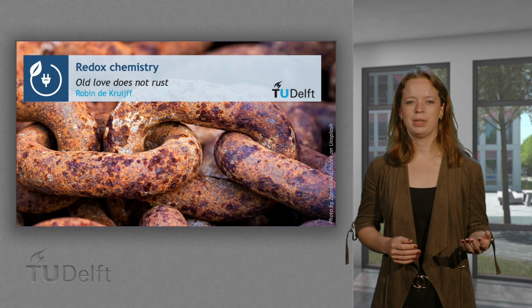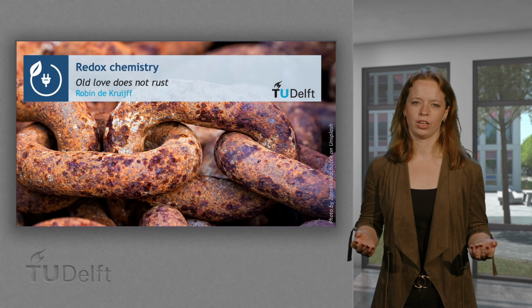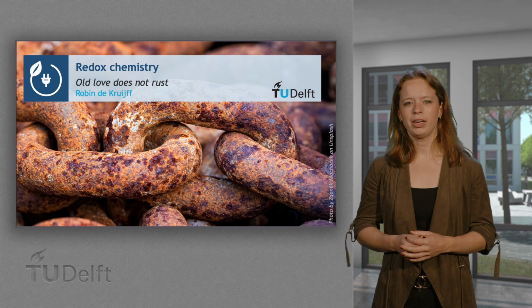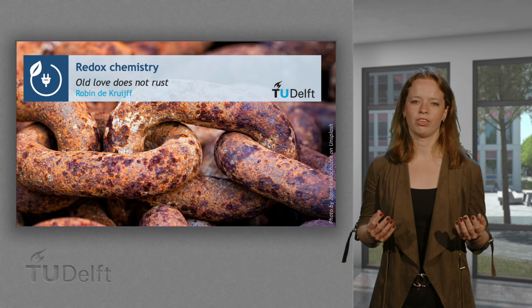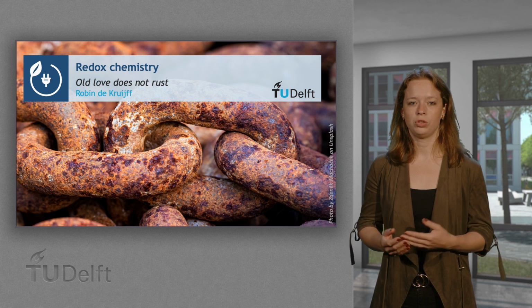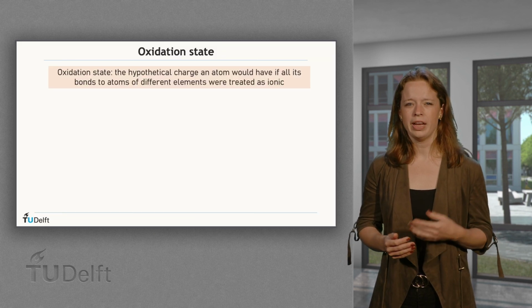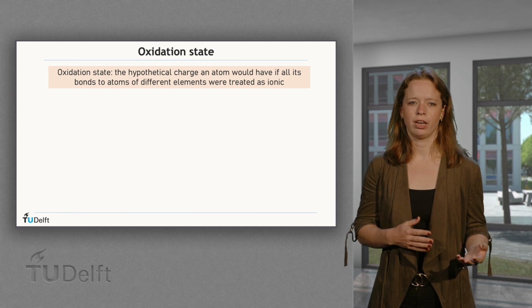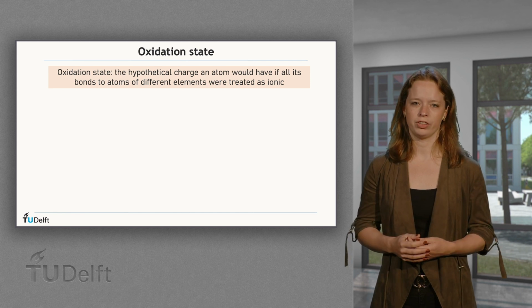In this lecture, we'll be talking about oxidation and reduction. You're probably already familiar with some oxidation-reduction reactions that occur in nature, such as the oxidation of iron, which causes it to rust. But before we go into oxidation-reduction reactions, let's look at oxidation states.